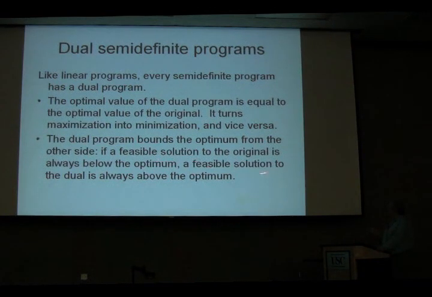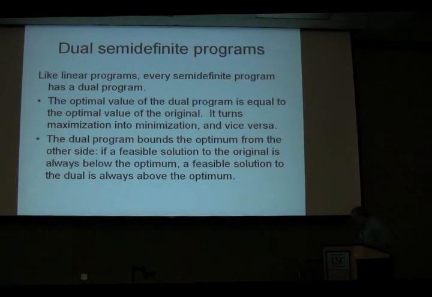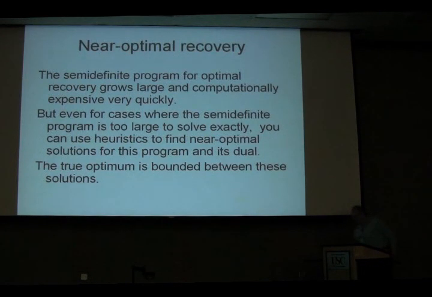So for more qubits, maybe finding a feasible solution to the original, which is below the optimum, and then finding a feasible solution to the dual, which is above the optimum, will give you a pretty good idea of what the optimum is. If you can't do the semi-definite program, you can use heuristics to find a near-optimal solution for the program and a near-optimal solution for the dual and bound the optimum between these two solutions.